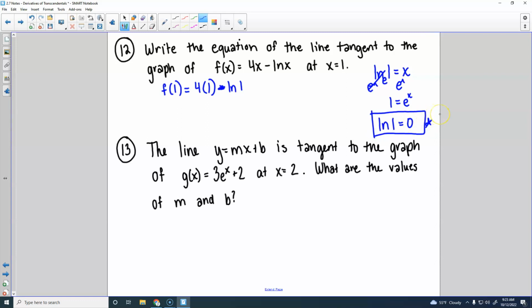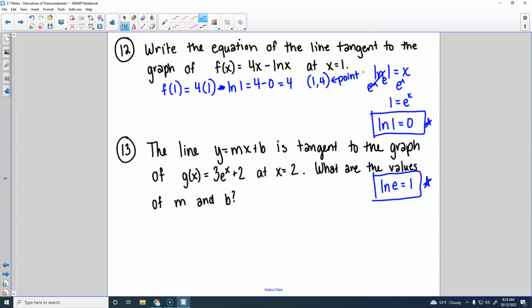In a similar manner, you don't need it on this problem, but natural log of e equals 1. So I might put those on formula sheets as well, just because they'll show up. So this is really just 4 minus 0, which of course gives us 4. So we got the point 1, 4. All right, so we got our point.